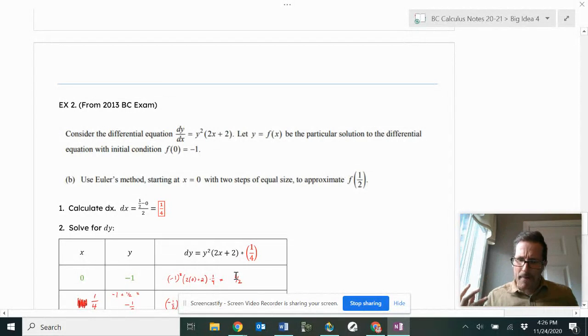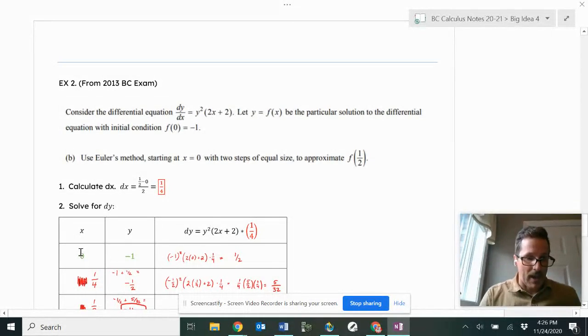All right, what do we do now? Well, we're at the point (0, -1). We're moving 1/4 in the x direction, and we're moving 1/2 in the y direction. So we add those: add a fourth to 0, add a half to -1, and now we're at the new point, (1/4, -1/2). We're not at f of 1/2 yet, so we need to keep going.